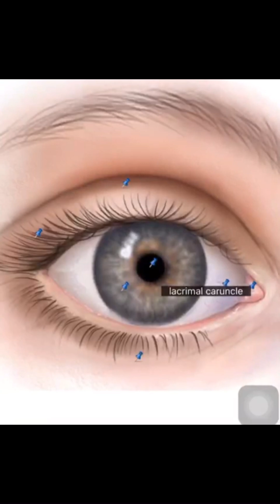Today I am going to discuss the eye. As you all know, the eye is the organ of the sense of sight and it is present in the orbital cavity. Let's begin with the structure.